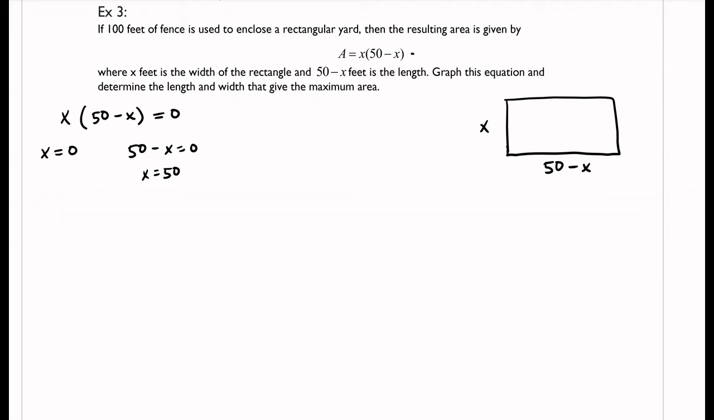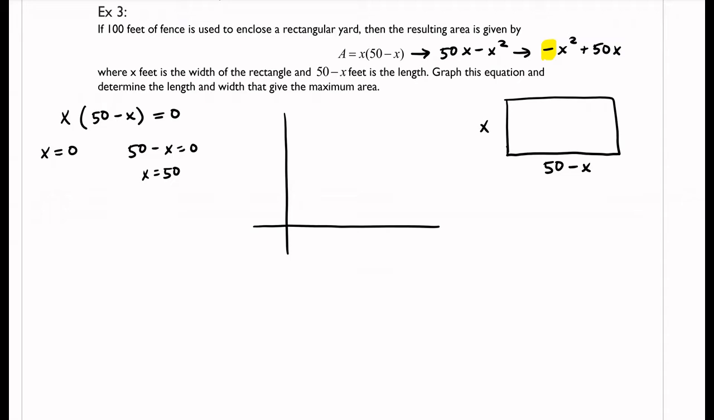Another thing is if we multiply this out, we're going to get 50x minus x squared. And if I rearrange those terms, it's going to be negative x squared plus 50x. Now notice our a value is a negative number, which again means we're going to have a frowny face. So I am just going to sketch the graph.